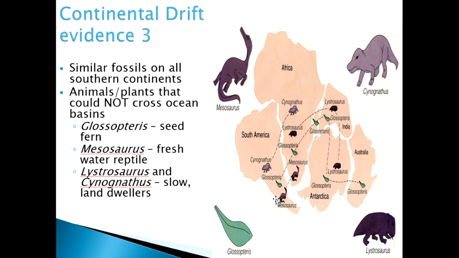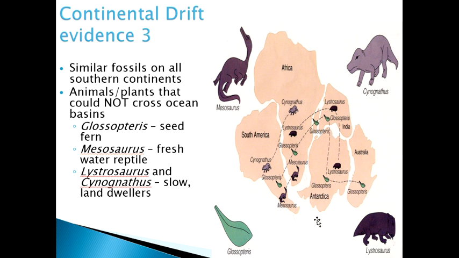Now, all of these fossils predate dinosaurs by at least 100 million years, but they're all different groups that, for whatever reason, either were freshwater creatures that couldn't cross oceans, or big beefy, cow-sized creatures that could not swim across oceans, or plant types that could not get dispersed across oceans.